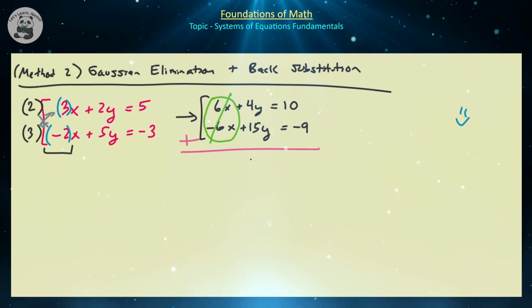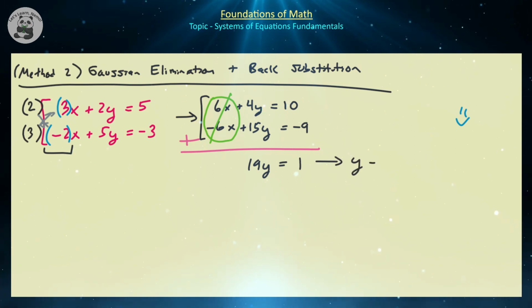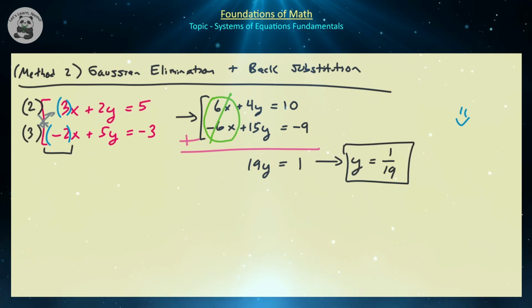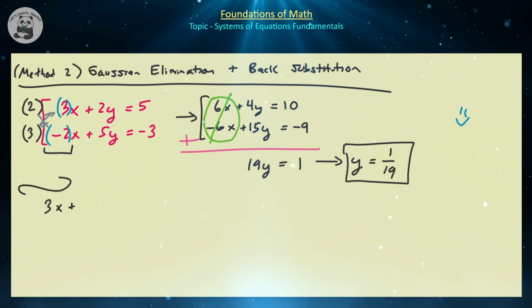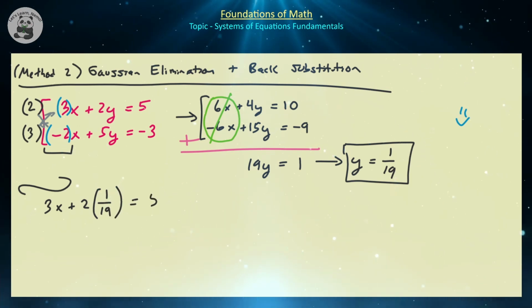And when we add, we're going to have 19y is equal to 1, giving us y is equal to 1 over 19, right? So once we have y is equal to 1 over 19, then we can go back to our first equation, which was 3x plus 2y, and substitute that value of y in and solve for our value of x. So this is our Gaussian elimination.